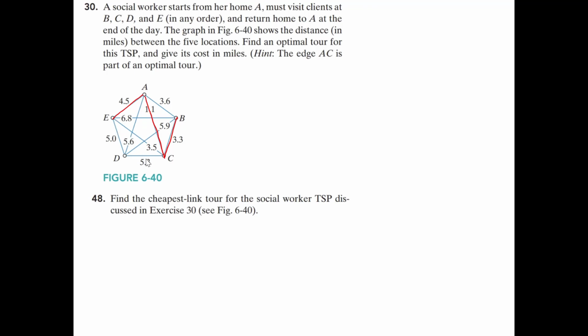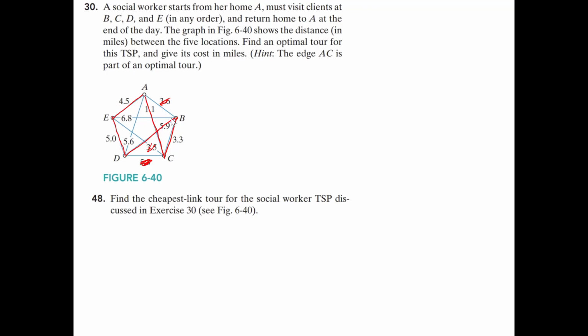So we have 5.3. Can't use 3.5. Can't use 3.6. Can't use 5.3 because it will have 3 edges coming out of it. 5.9, but we don't need 5.9 because we have a cheaper one over here, 5.0. So that looks like it's the cheapest one. And then finally, we need to close the circuit, and we'll close the circuit by coming in here. Now we've visited all the vertices, so we have a Hamilton circuit.